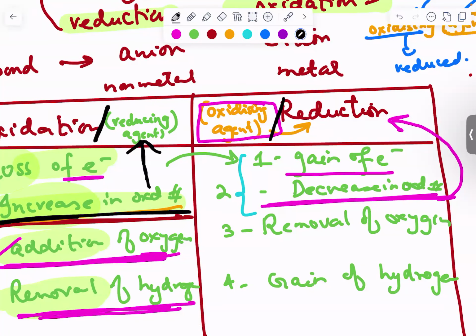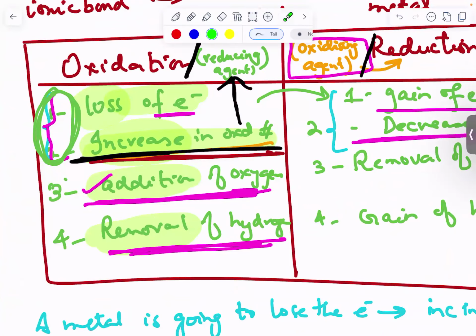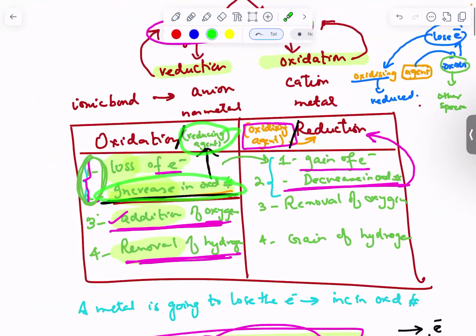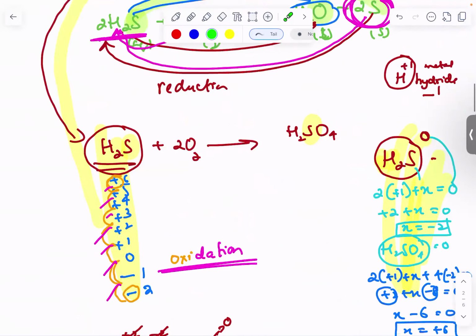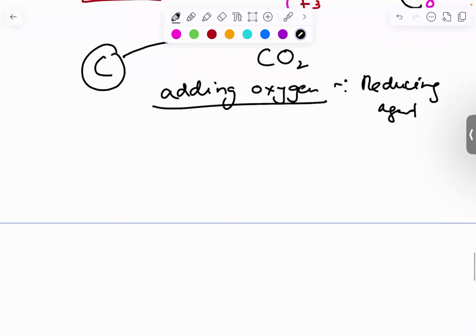It will create no problem for you. So that means if something is increasing in oxidation number, that is a reducing agent. If something is having a decrease in oxidation number, that is an oxidizing agent. All right. So we can also give this example with, for example, I will write oxidizing agent.